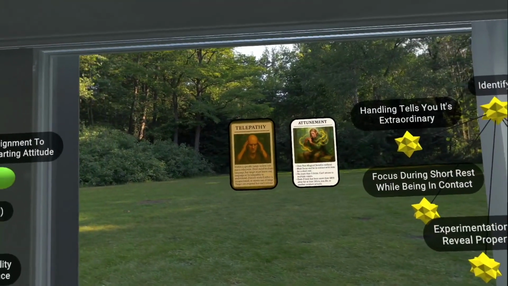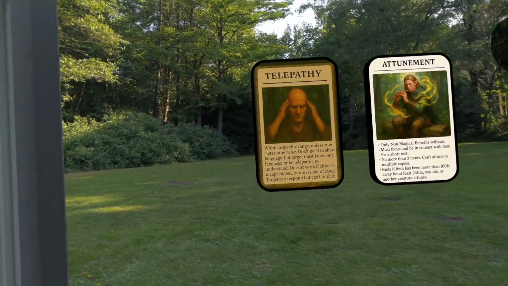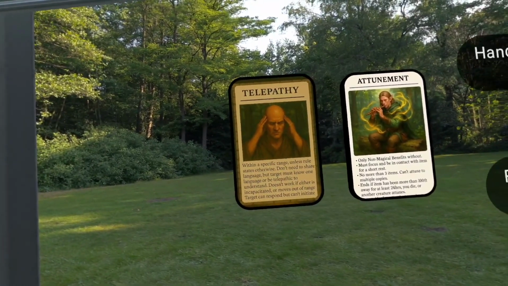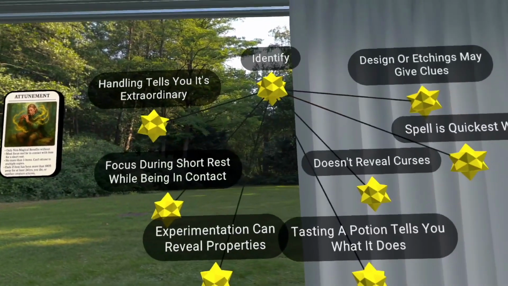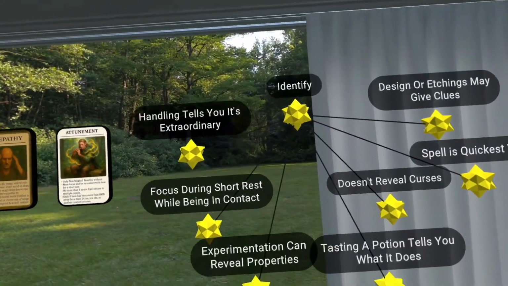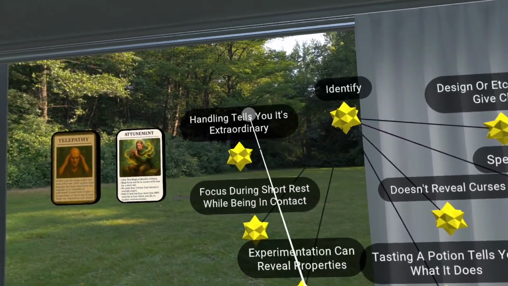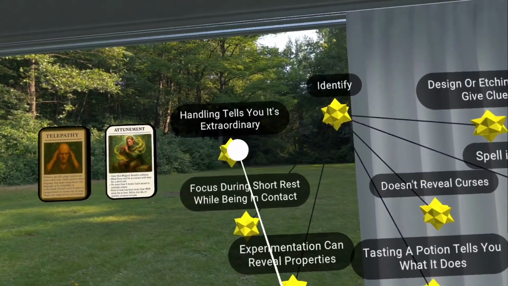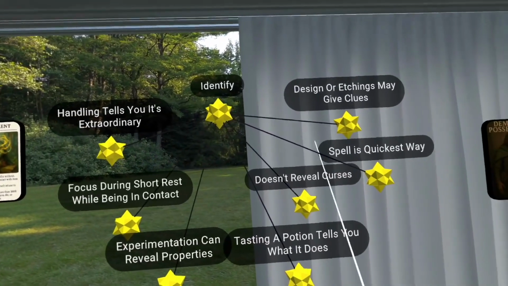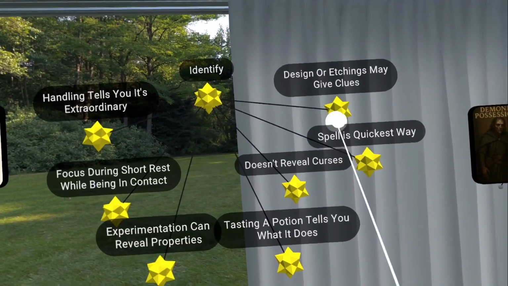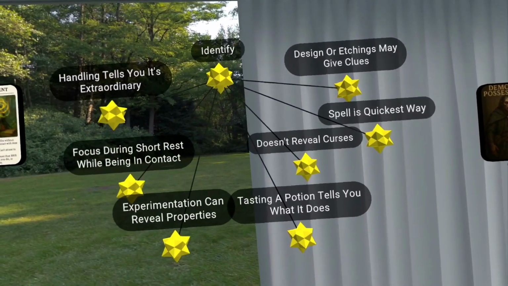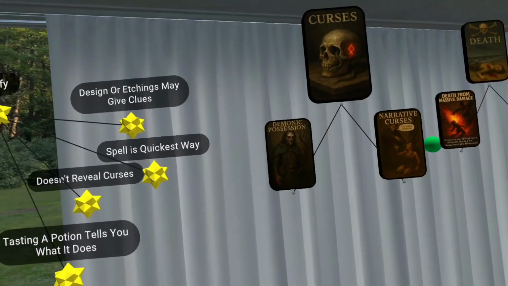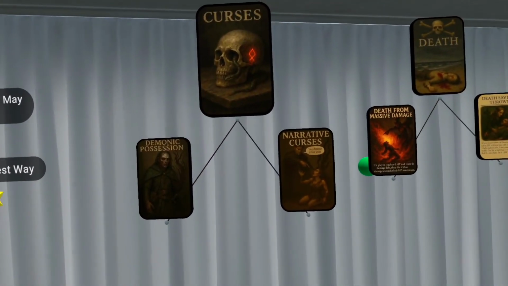Over here, just a couple of other skills that you may have. There's outlining telepathy and what it does, how attunement works, how the identify mechanic works for items. Handling tells you it's extraordinary. Design or etchings may give clues. The identify spell is the quickest way to identify, but it doesn't reveal curses, etc. Over here we've got curses.